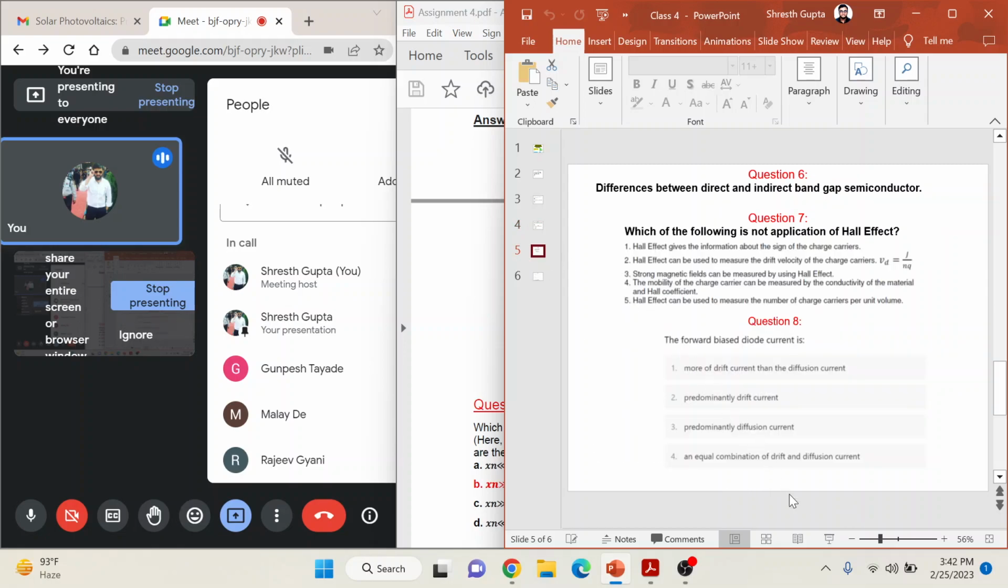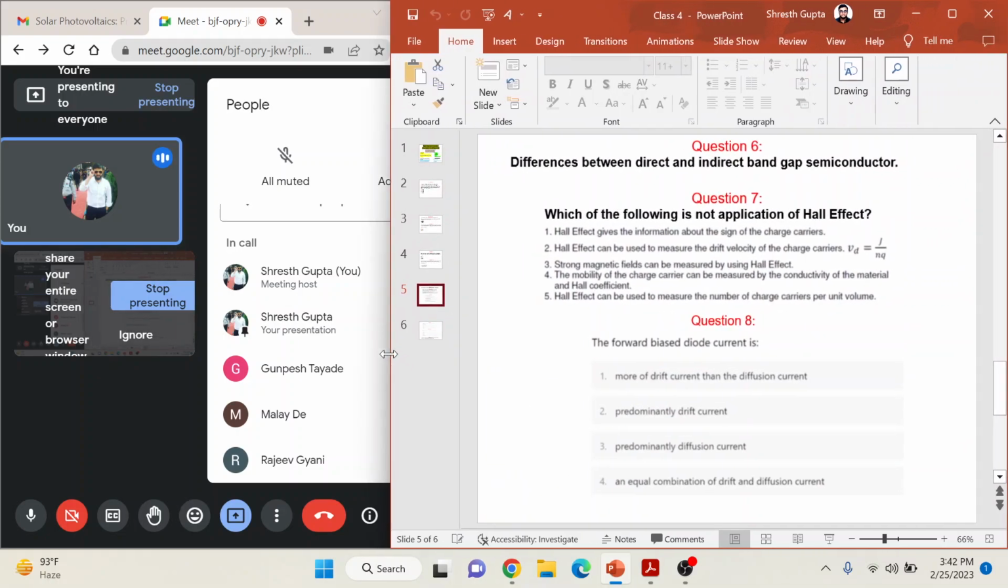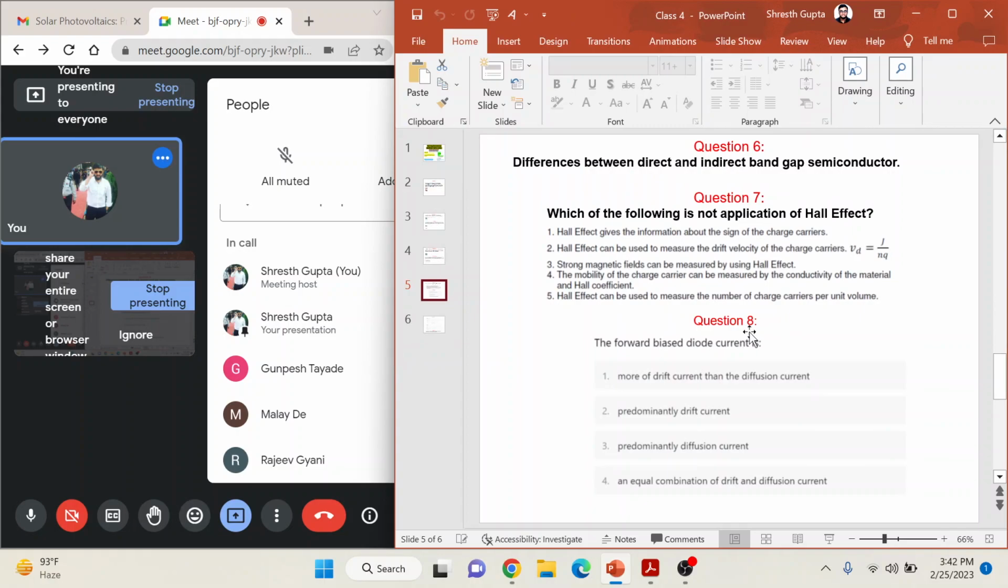Okay, so the next question is just for clarifying your doubt. It is to see if any of you know, and if not, then I just wanted to tell what the difference is between direct and indirect band gap semiconductors. Ganpesh, Melody, Rajiv ji, could you try to tell me something if you know it? If you're approaching this course, I think this is some basic thing that you should know. That's why I put this question.